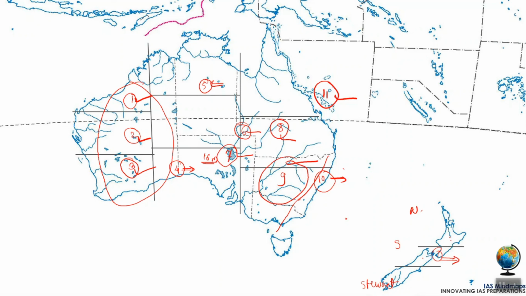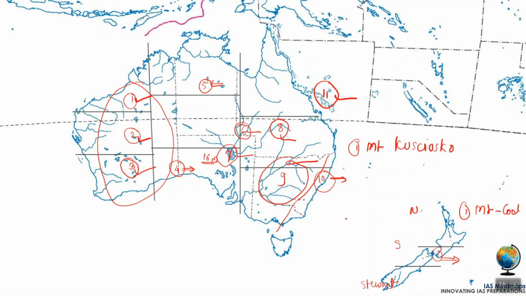Now let's see important mountain peaks. In Australia, the highest mountain peak is Mount Kosciuszko, and in New Zealand it is Mount Cook.